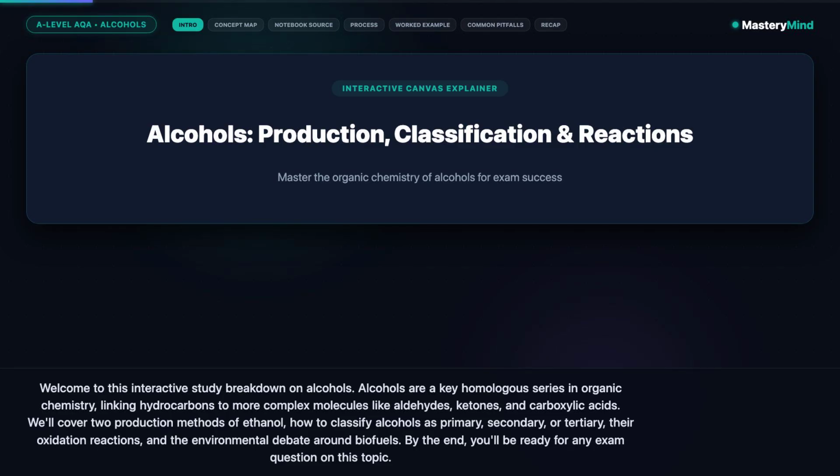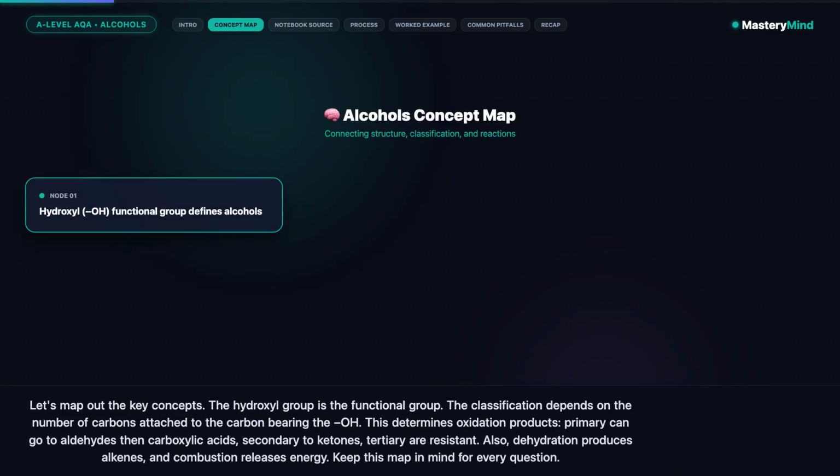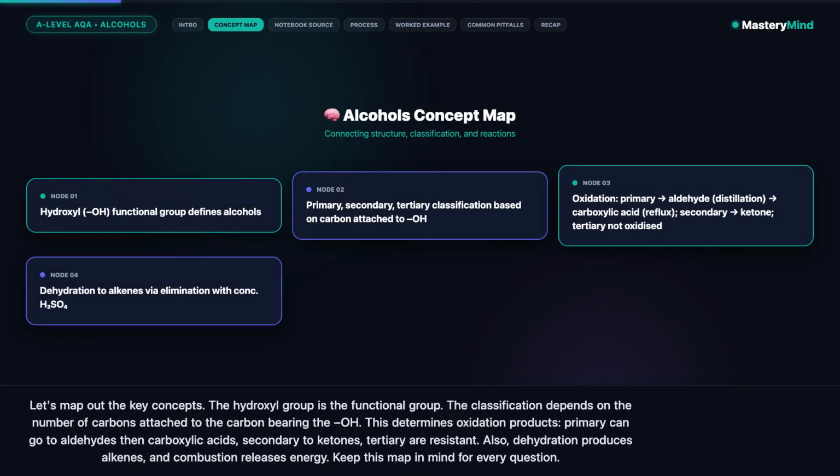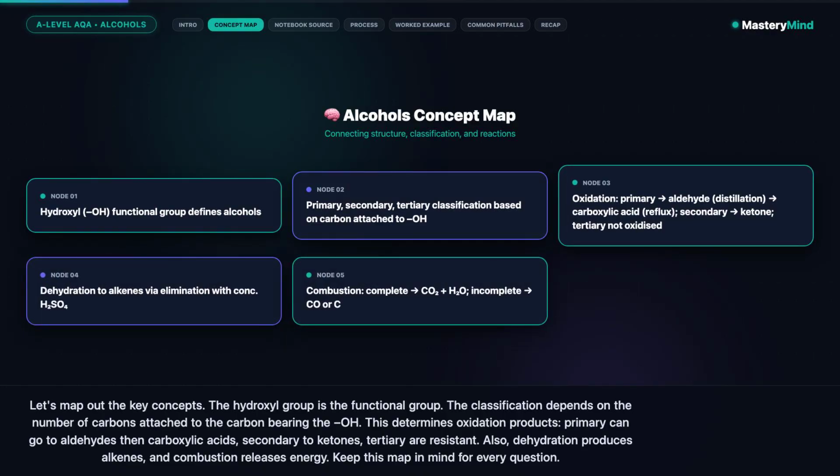By the end, you'll be ready for any exam question on this topic. Let's map out the key concepts. The hydroxyl group is the functional group. The classification depends on the number of carbons attached to the carbon bearing the OH. This determines oxidation products. Primary can go to aldehydes, then carboxylic acids, secondary to ketones, tertiary are resistant.